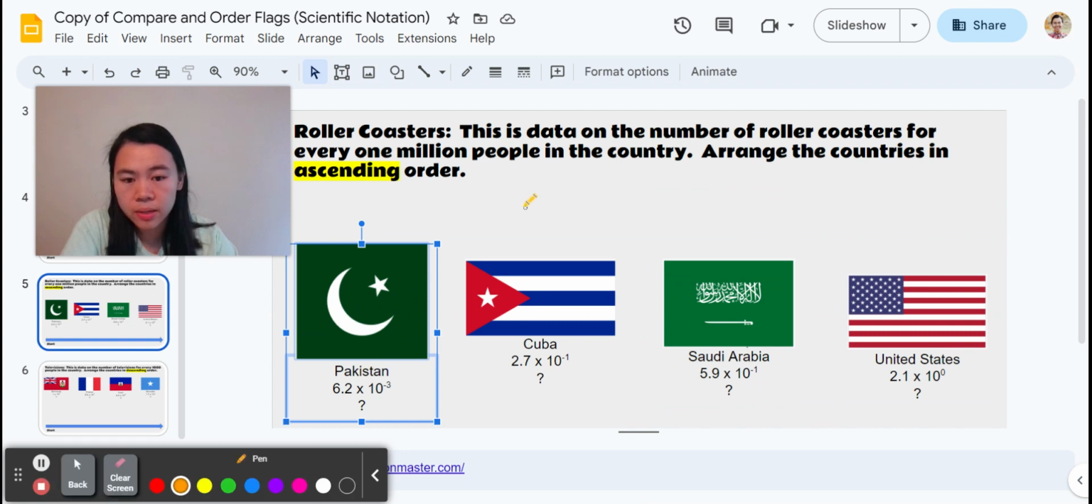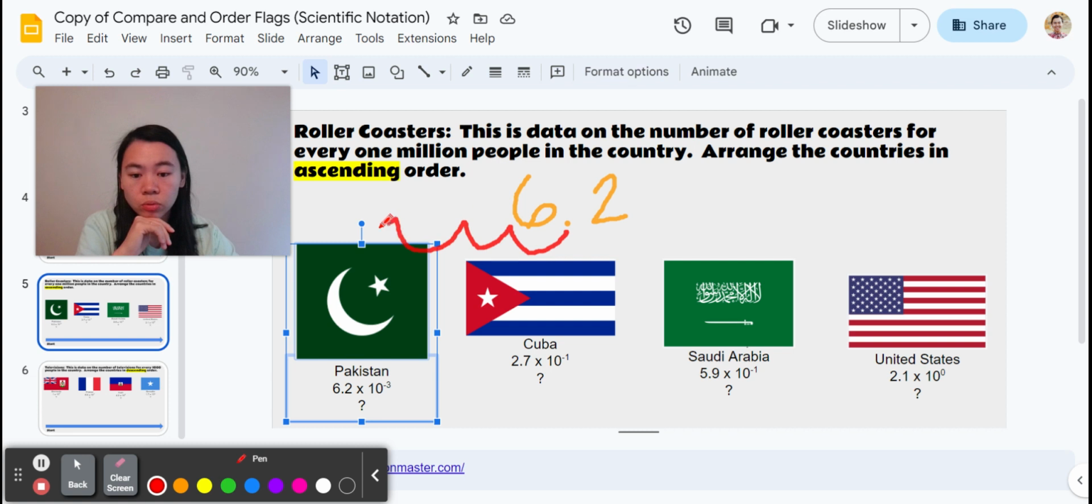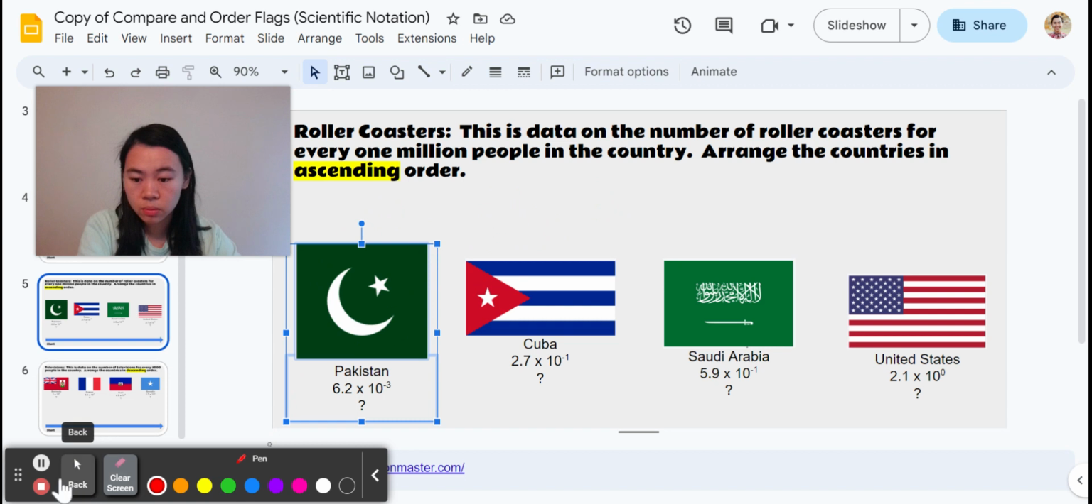Now we're going to rewrite these in standard notation. So 6.2. For negative exponents, we know that it's a small number, which means we're going to move our decimal place jumping to the left to make it a smaller number. So I'm going to show my work up here, and then you can type it in this question mark spot. 3 jumps to the left. 1, 2, 3. There we go. And we can fill in these gaps with zeros, and this becomes a really small decimal, so don't forget your 0 up front.